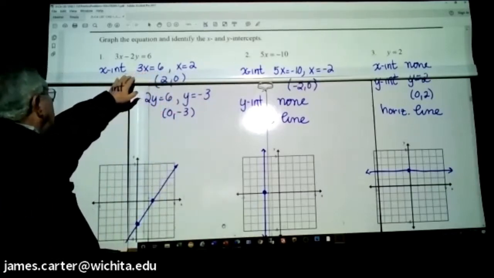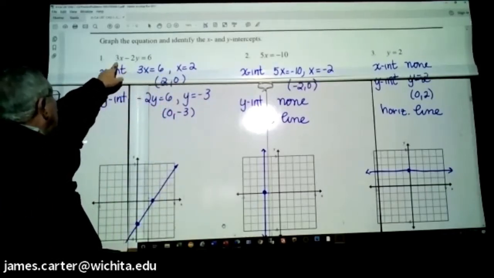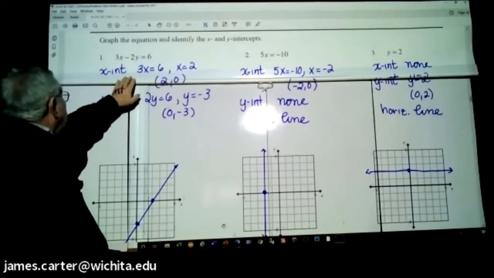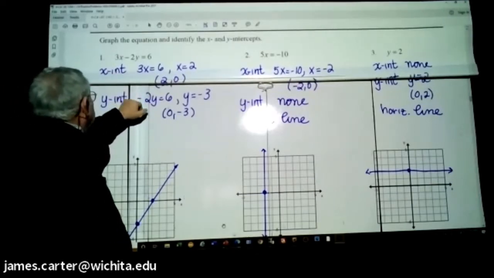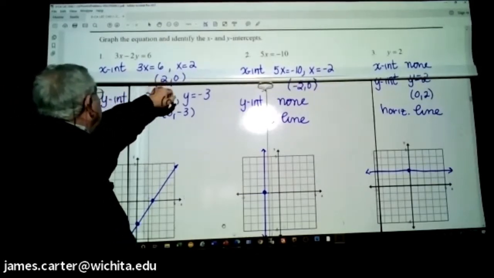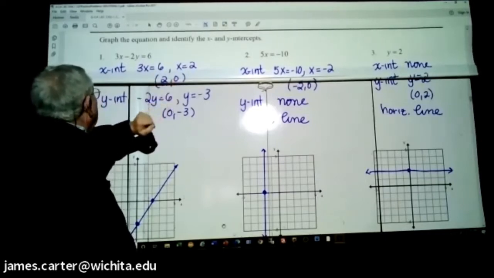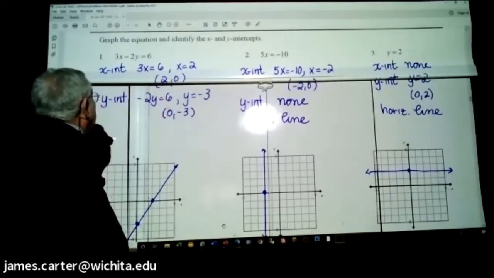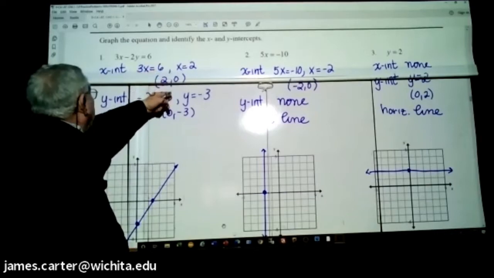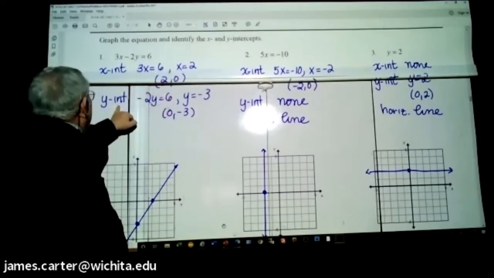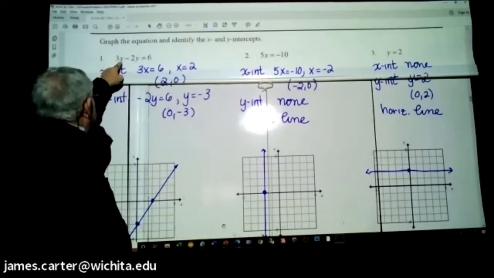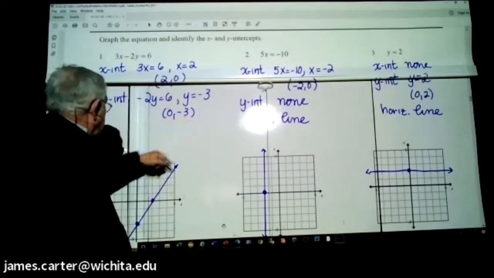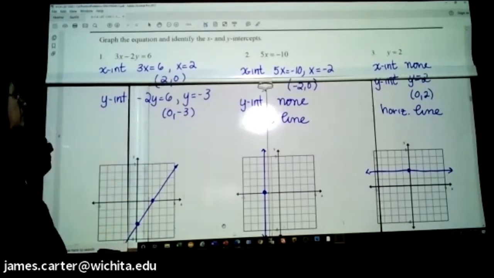In the case of this one, you can just replace x with 0 and replace y with 0 to get the 2 intercepts. So if it's the x-intercept, you replace y with 0 and you solve this, and so you get x equals 3 divided by 2. Okay, and here we replace the x with 0, so we get negative 2 equals 6, y equals negative 3, so the point 0, 3, we graph those.